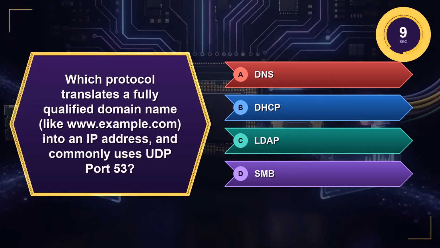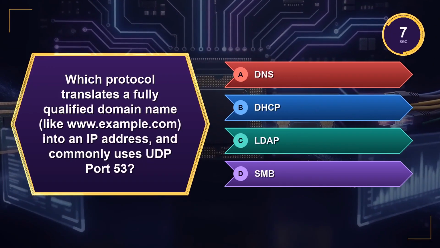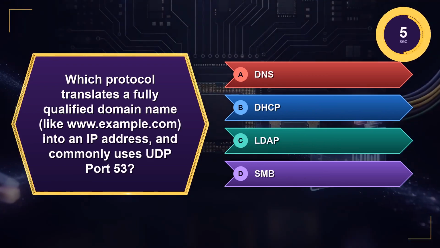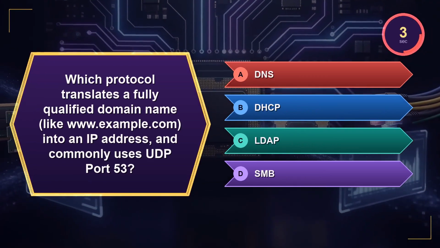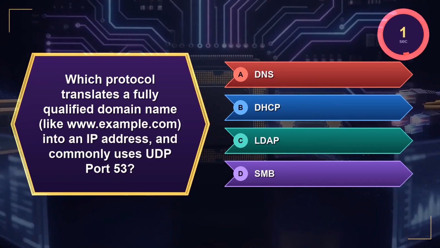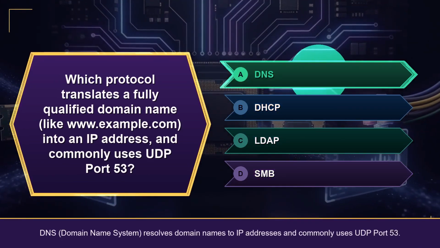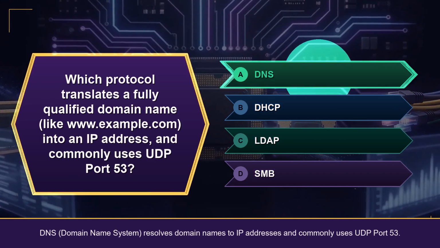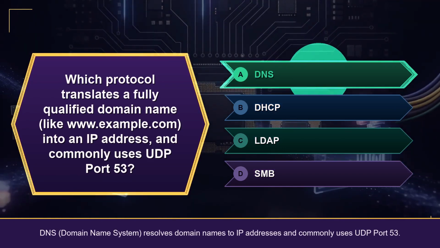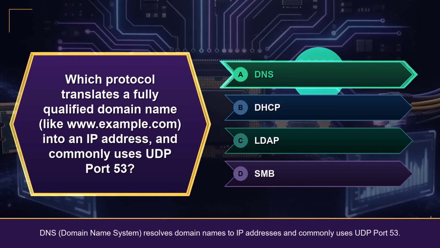Which protocol translates a fully qualified domain name, like www.example.com, into an IP address, and commonly uses UDP port 53? DNS, Domain Name System, resolves domain names to IP addresses and commonly uses UDP port 53.